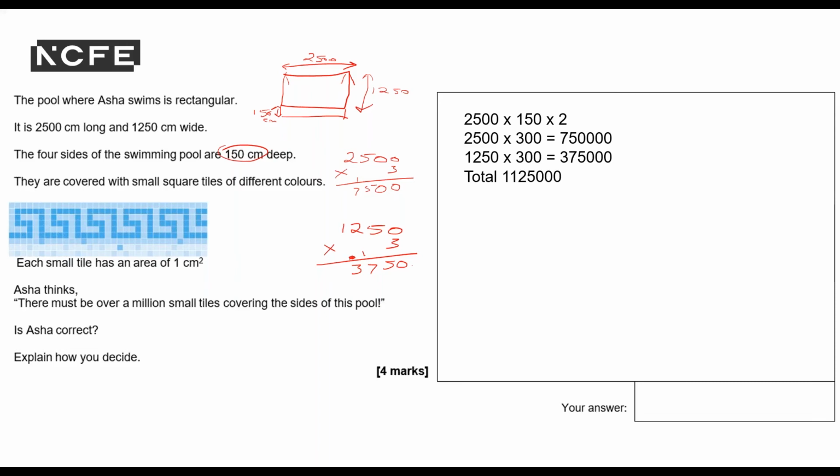What was my actual question? Let's go back to the question. Asher thinks there must be over a million. Is Asher correct? Is this number greater than a million? If I put my commas in, I know a million has 6 digits after the leading digit. And yeah, it's 1,125,000. Is Asher correct? Yes, she is.